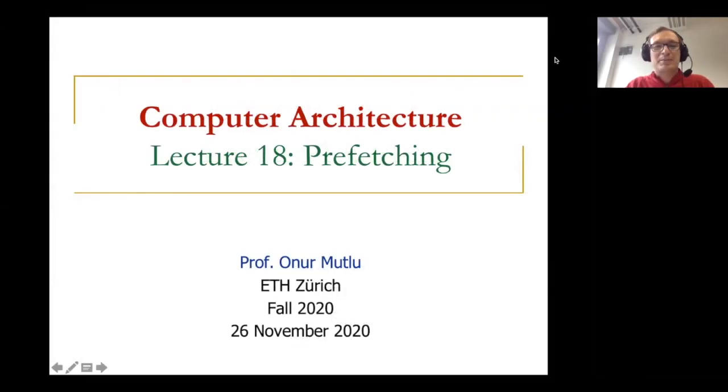So we're going to talk about prefetching today. This is another fascinating topic. Remember, we're looking into the more processor-centric world in the last third of the lecture. We've talked a lot about memory and data-centric architectures. Now we're going to look more into processor-centric.